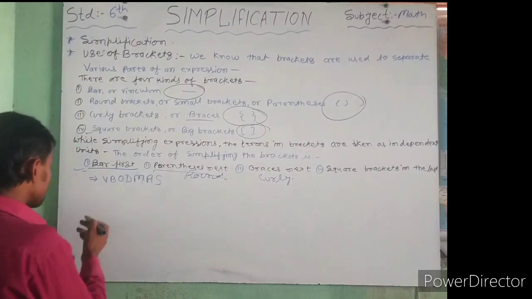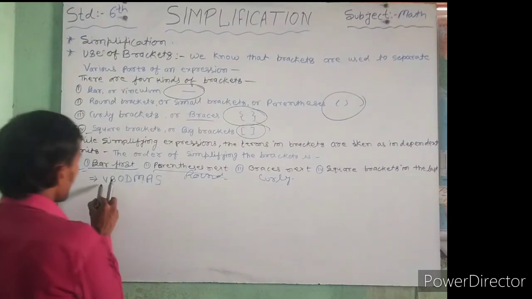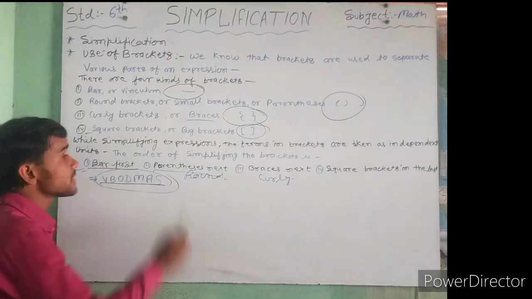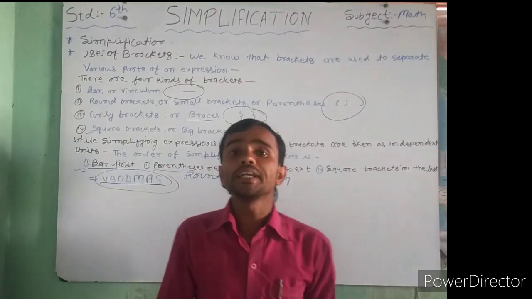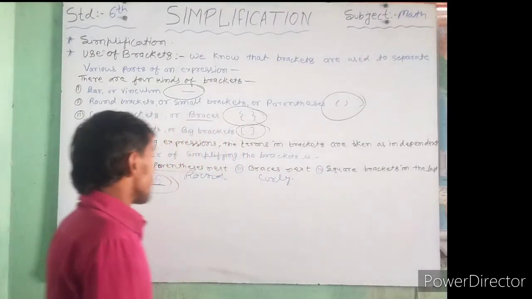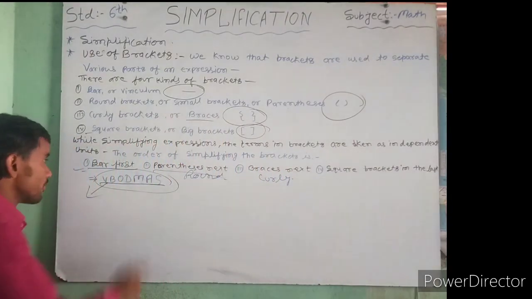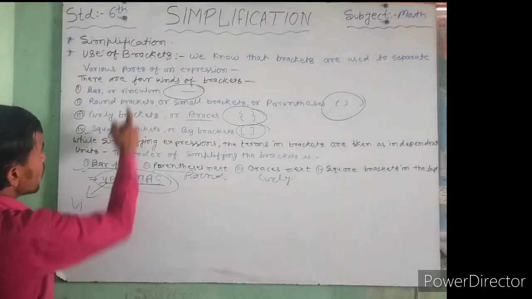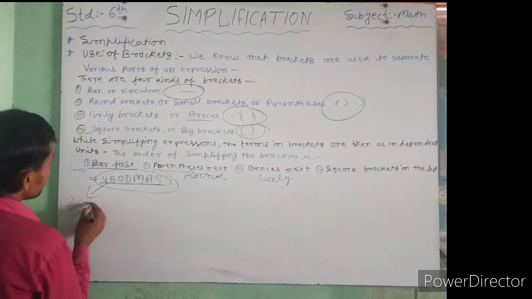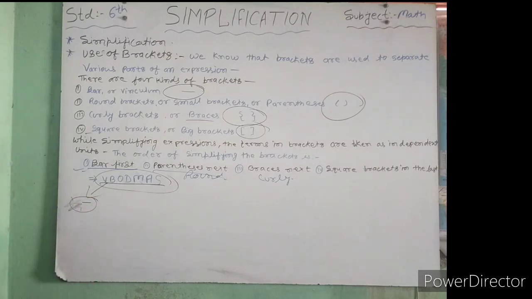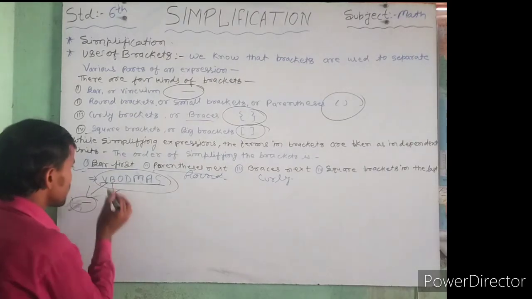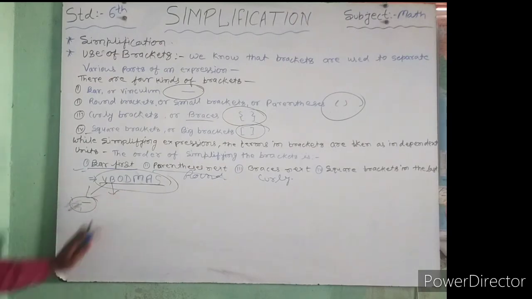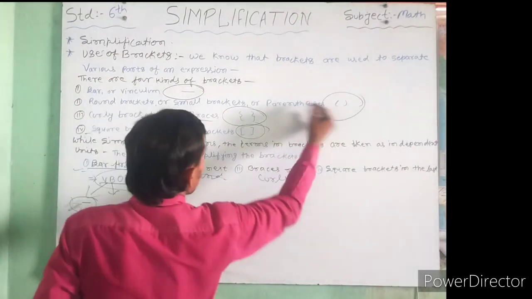I also write on the board the full form of BODMAS. If you understand BODMAS, then you have no problem in any type of simplification. Firstly, what is the full form of B? B is the vinculum, which means bar. Is that clear? Next, B for bracket. Bracket means that.